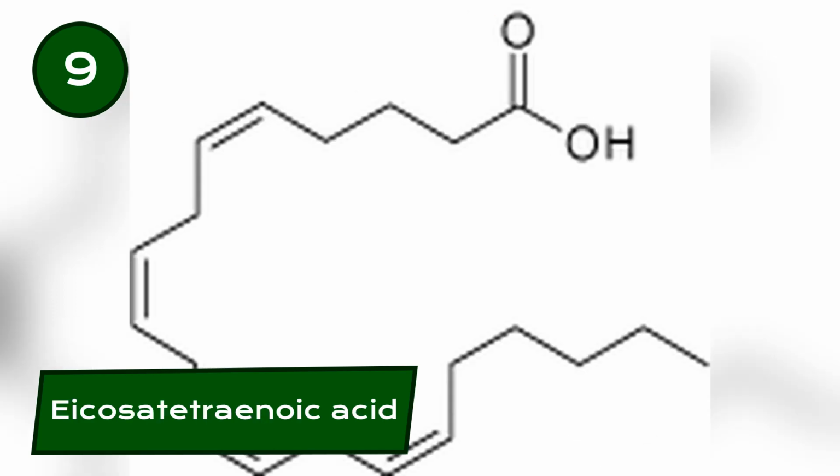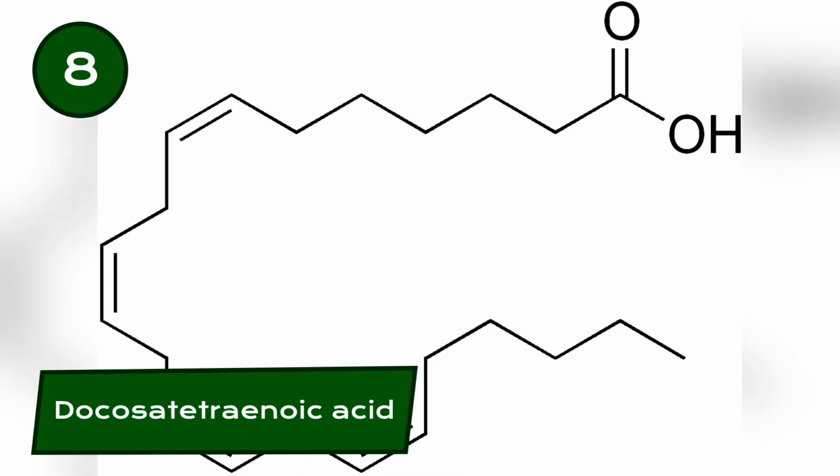Number 9. Docosatetraenoic acid. Docosatetraenoic acid, ETA, designates any straight-chain 20-4 fatty acid. Docosatetraenoic acid belongs to the family of eicosanoids, molecules synthesized from oxidized polyunsaturated fatty acids, PUFAs, to mediate cell-cell communication.